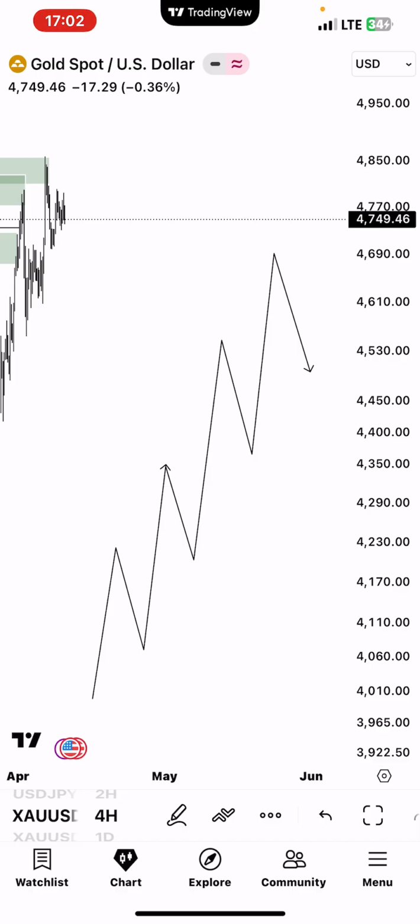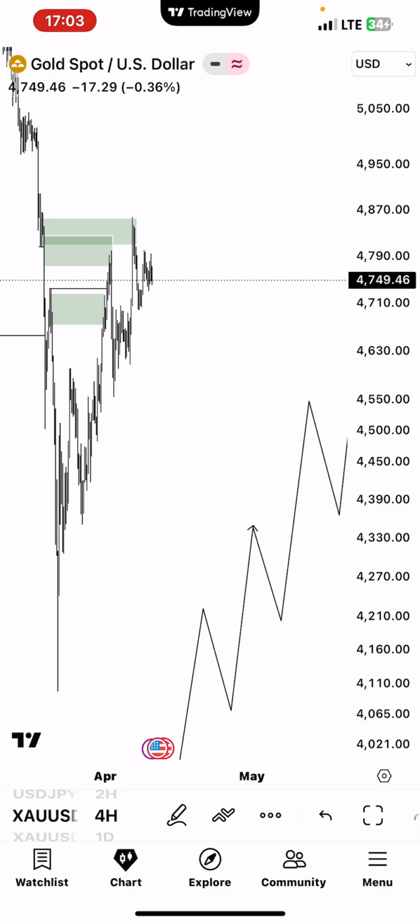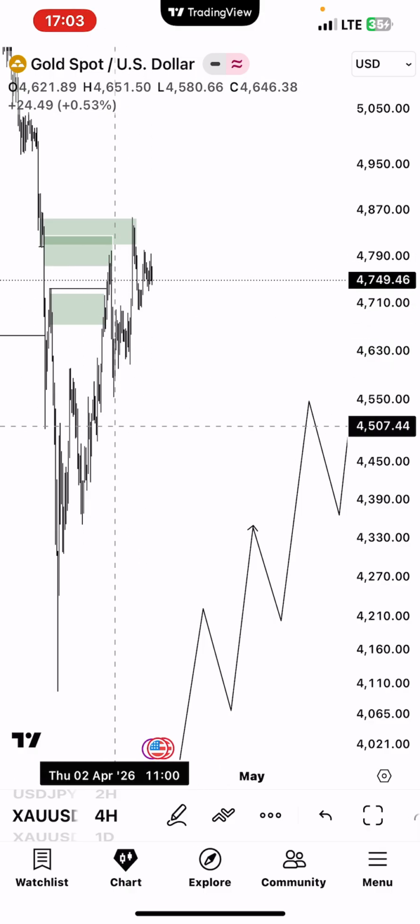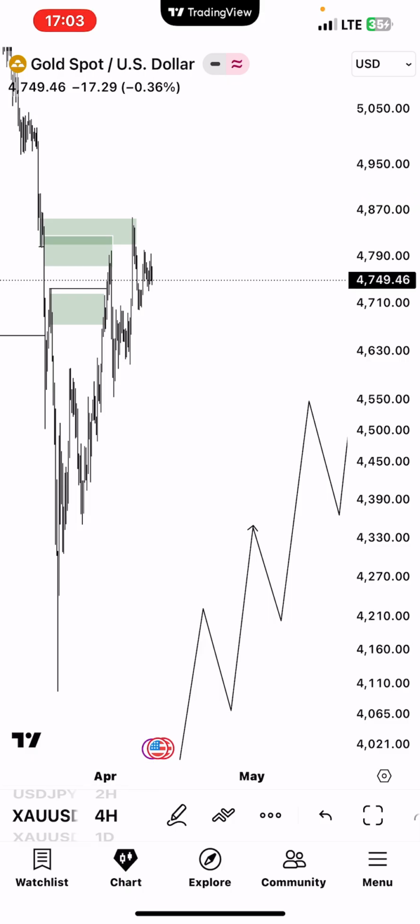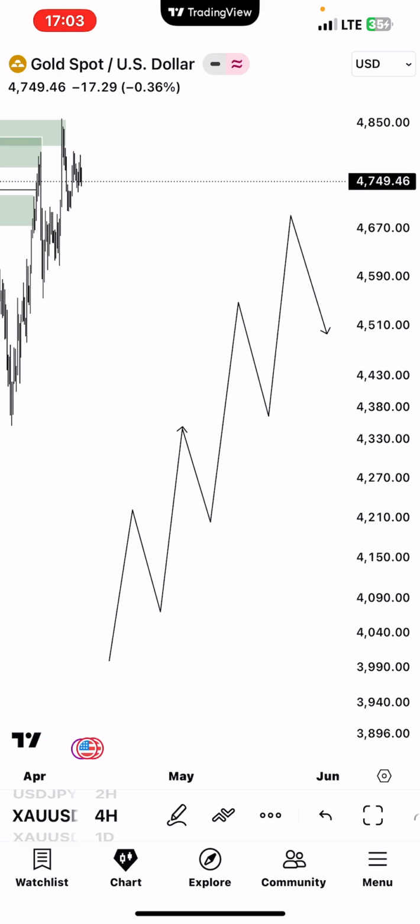Not looking for it to go all the way to the other block. Yes, most times it can do that, but there's a high chance it doesn't. For example, I'll show you a live example on gold where price did not even come to the other block. It just used the premium zone to continue its movement. Now, how do you mark the discount zone?